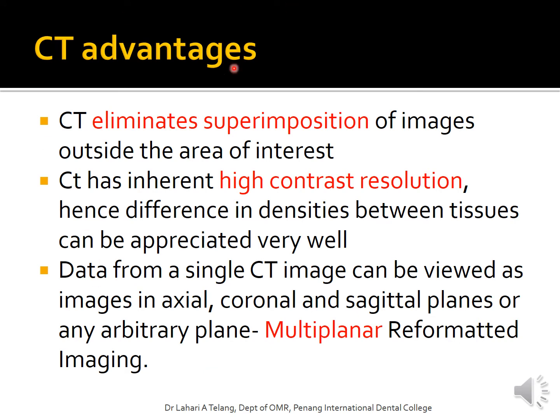Advantages of CT scan are, first of all, it eliminates superimposition of images outside the area of interest, giving you a very clear image. It has inherent high contrast resolution, and hence the differences in densities between tissues can be appreciated very well. The data from a single CT image can be viewed as images in axial, coronal and sagittal planes or any arbitrary plane. That's what we call multiplanar reformatted imaging.